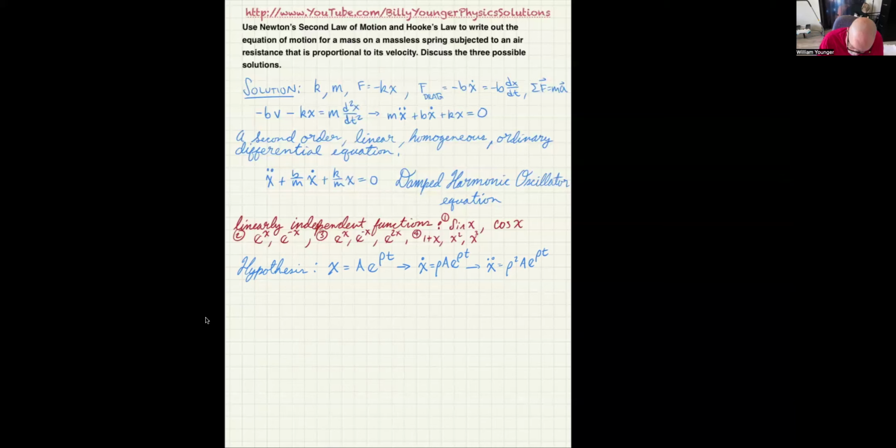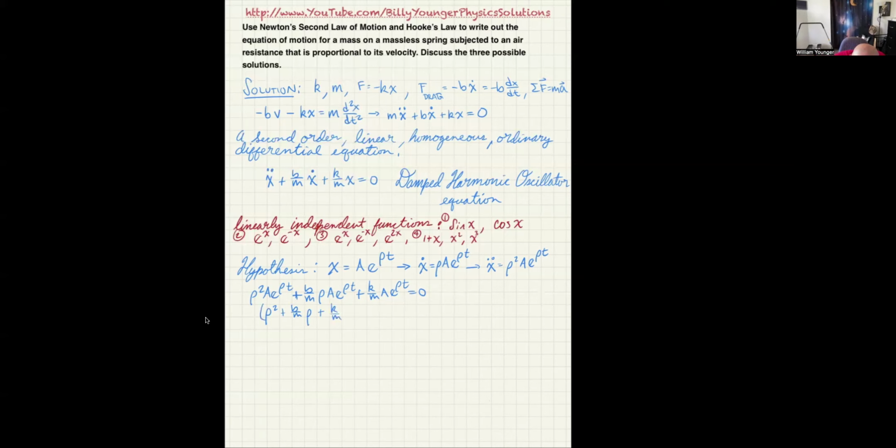Now I'm going to plug it into the differential equation. First we have x double dot, which is rho squared a e to the rho t, plus b over m times x dot, and x dot we found was rho a e to the rho t. And then the third term is the zeroth order derivative. That coefficient is k over m, and we just plug in x, which is a e to the rho t, and all of that's equal to 0. But you can see that there's a common factor of x of t in all of this, so I can write rho squared plus b over m rho plus k over m, all that in parentheses, times x of t, which is a times e to the rho t.